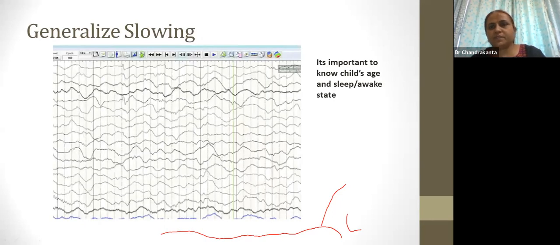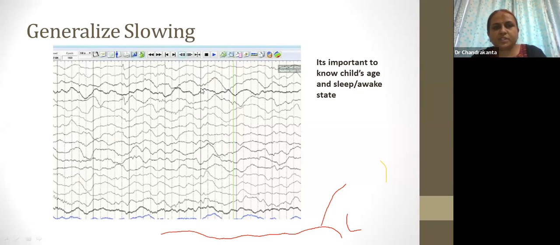And then there can be generalized slowing of the EEG. Focal slowing we get mostly in focal pathology of the brain. Generalized slowing we get in cases of encephalopathy. But before saying that there is slowing of the EEG, we should know the child's age and whether the child is sleeping. Okay, like this EEG.